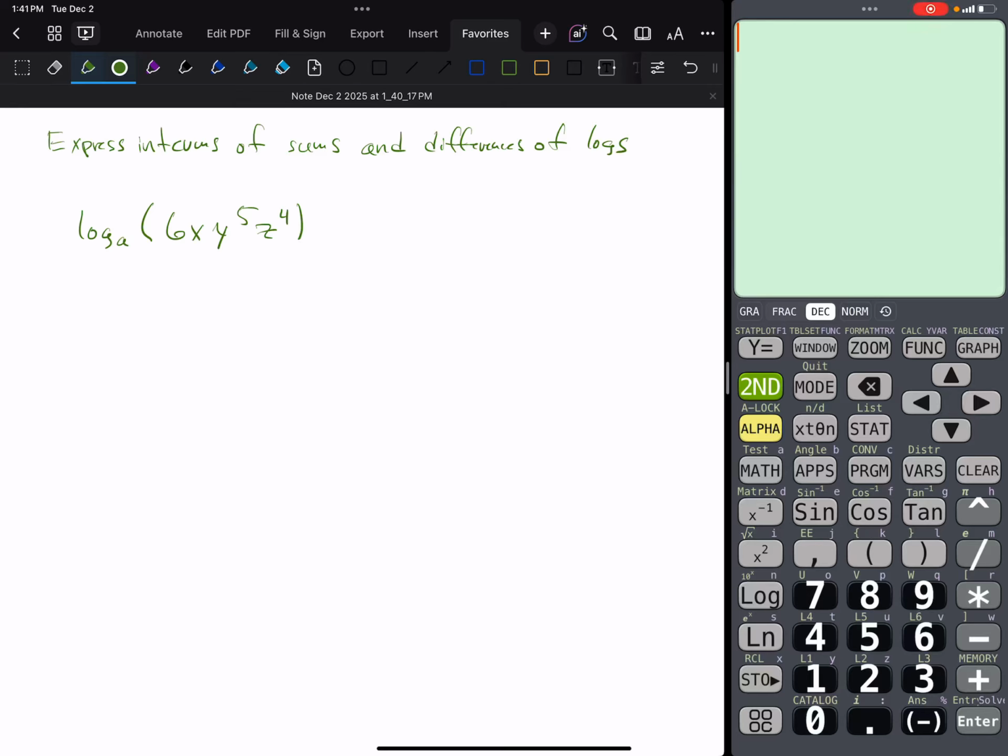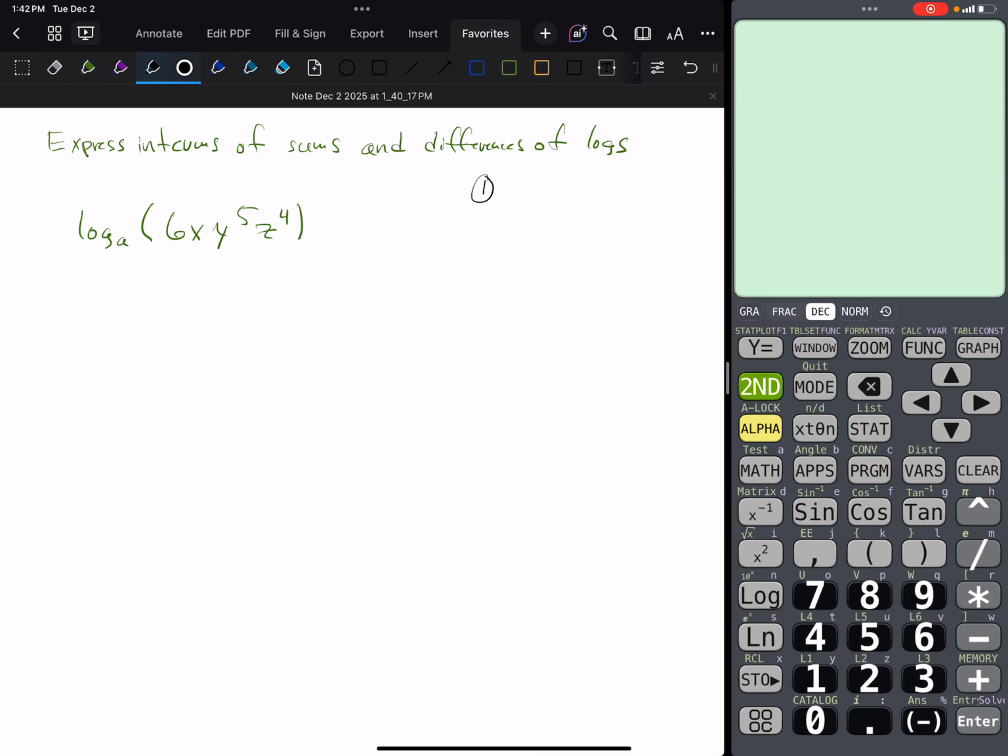Here I want to do a few examples of taking a compact logarithmic statement and expanding it into sums and differences of logs. We're going to do that by using these three major rules of logarithms. And I like to number them.